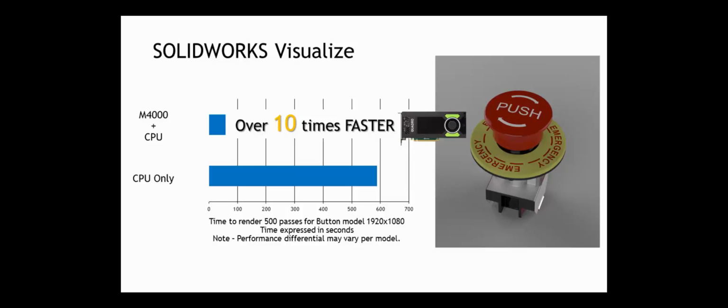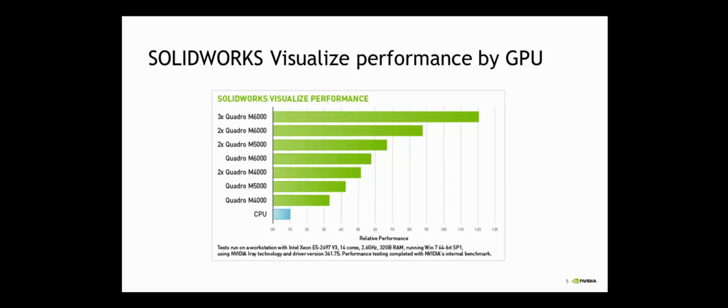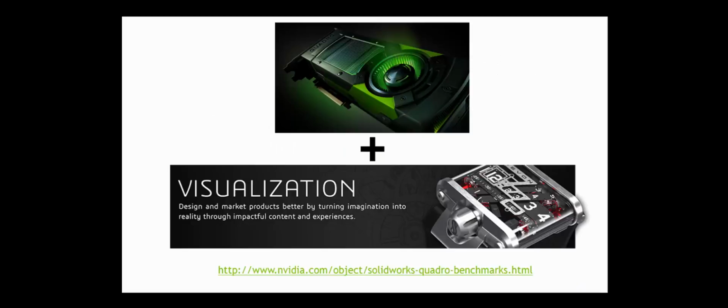Put in an M4000 and you have much faster performance. So upgrading to an M4000 gives you great performance when using Visualize. If you just look at the entire lineup, you'll see that there's just nice stepped performance as you add more GPU power or GPUs. You go faster with Visualize.